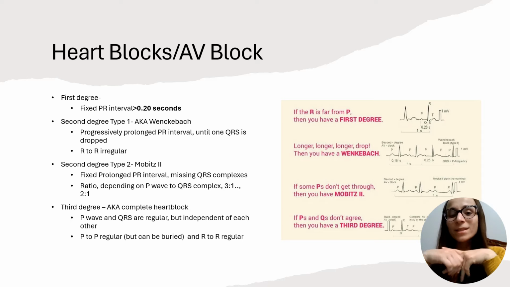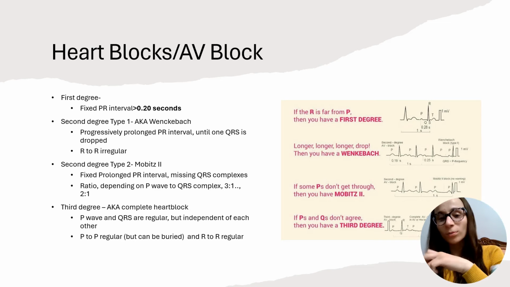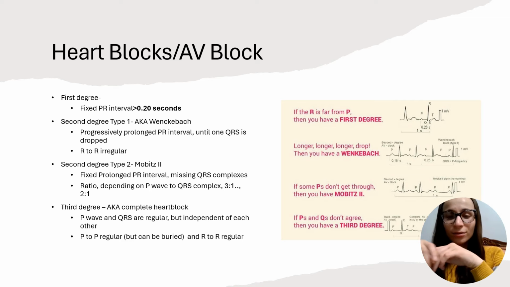And then you'll have Mobitz type 2, which is second degree type 2. That occurs when signals fail to reach the ventricle without the preceding prolonged delay. So there's no progressive prolongation, but signals are not getting through to the ventricles.